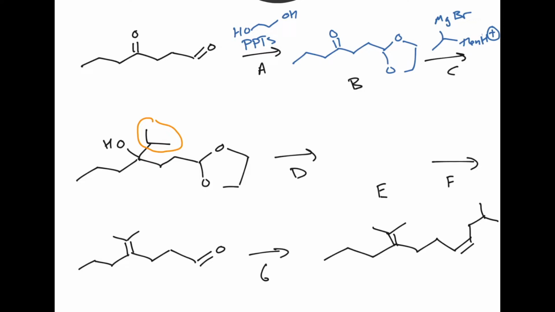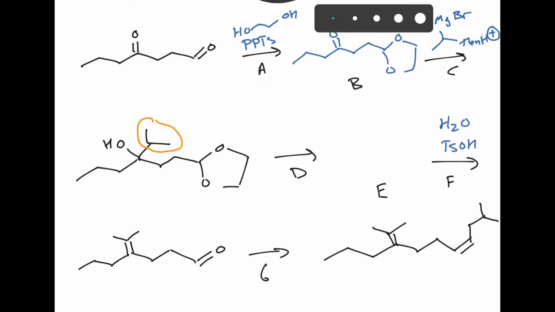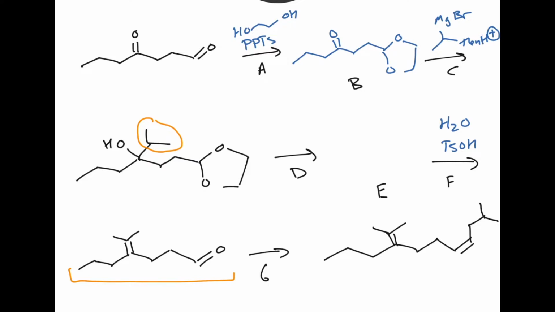So let's just assume here that we're going to use like water and like tosic acid to remove our acetal. So what is that going to make E? Right, so E would be all of this, right? But the aldehyde's protected. That makes sense? Right, last thing we're going to do is take off the protecting group. So that means the step before we take off the protecting group is all of this product.